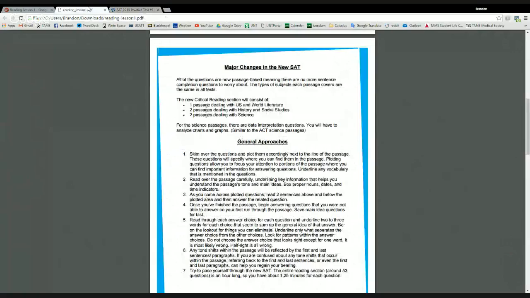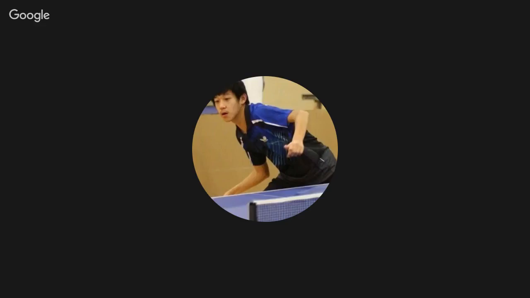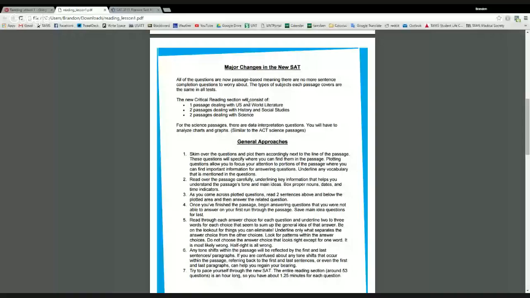So we've run through all the tips for a single passage and a few special tips for the double passage, and we've also done a practice passage. If there are any questions, you can go ahead and type them into the Skybound Prep chat.